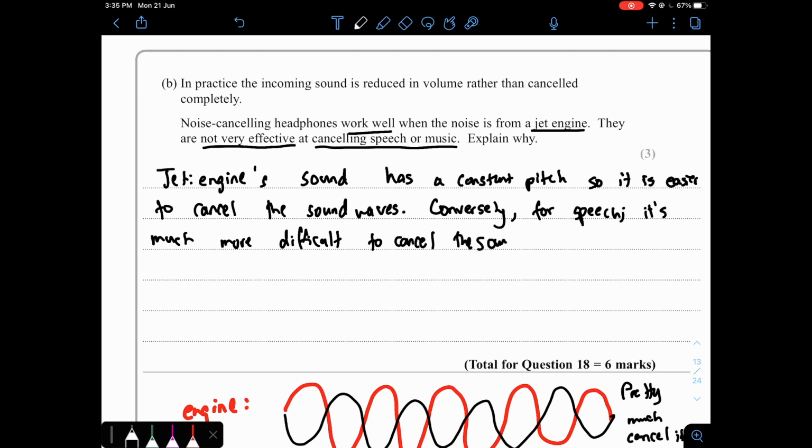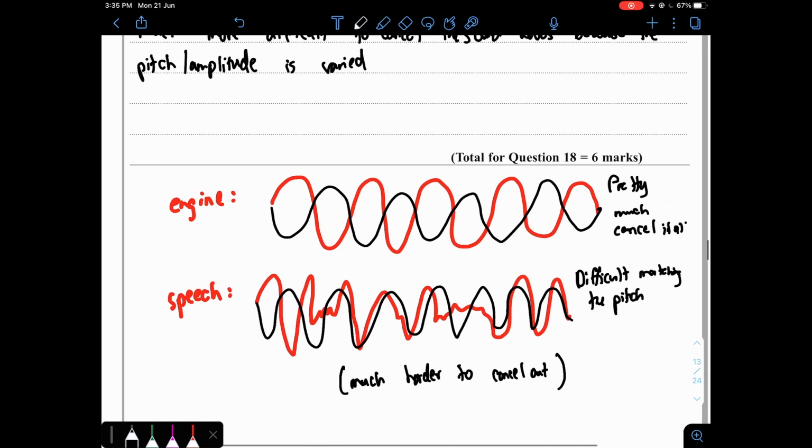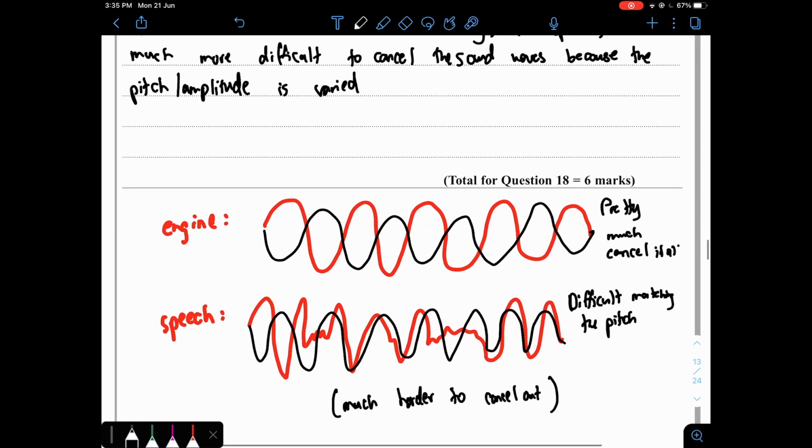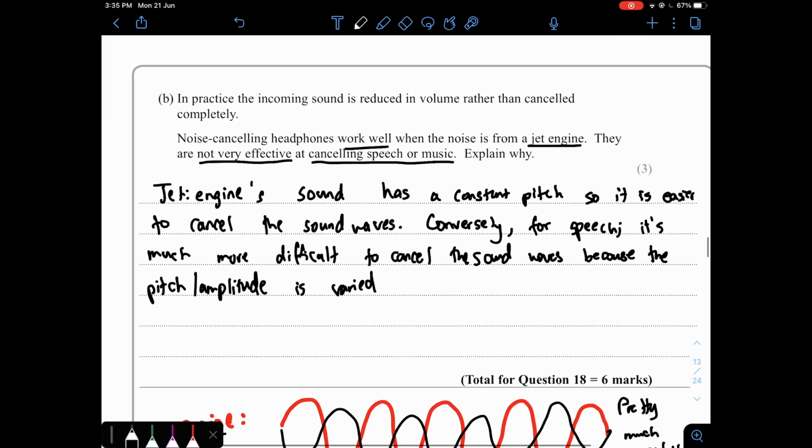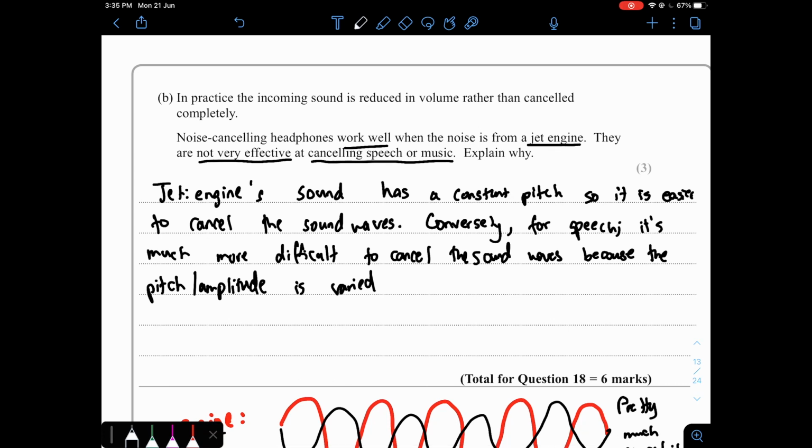Because the pitch is varied. The pitch, or you can say size, pitch or amplitude, is varied. And that's why. I've explained it through the diagram here, just so it's easy to understand. The jet engine has a pretty constant sound, but speech is varied, so it's harder to cancel out with one single wave. That's why it's not very effective at canceling speech or music.